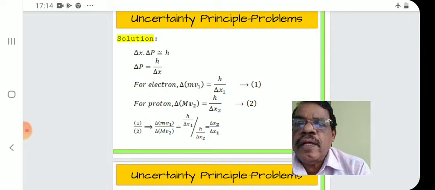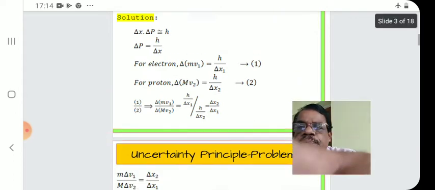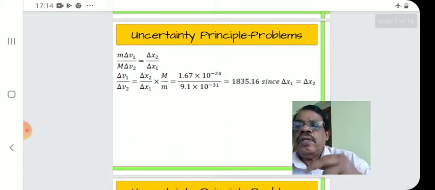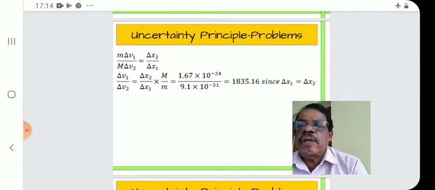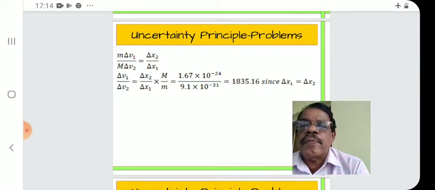we get m delta v1 by capital M delta v2 is equal to h by delta x1 divided by h by delta x2, which is equal to delta x2 by delta x1 because h cancels. Therefore, delta v1 by delta v2, cross multiplying, is delta x2 by delta x1 into capital M by small m.